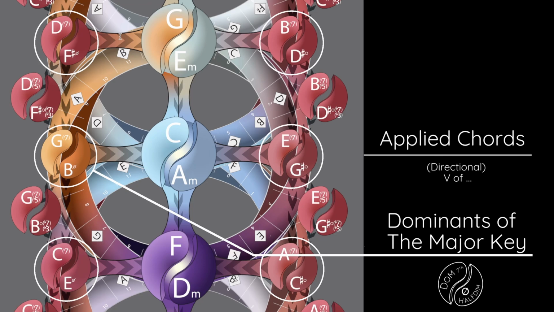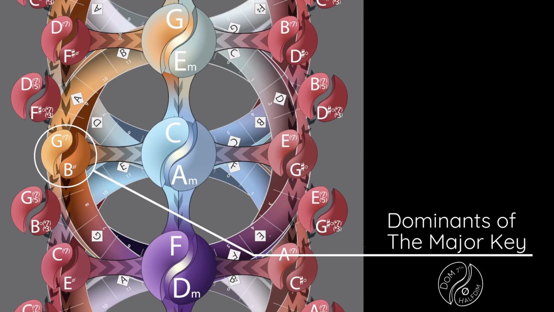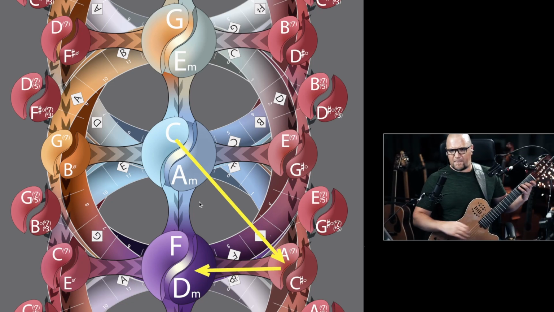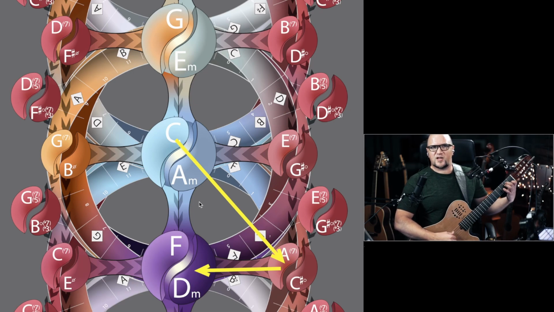So for example, if I wanted to direct your ear to D minor, well, I could play something like C major, A7, and I would direct your ear to the D minor. So here's C major. A nice way to get there. There's the A7, brings you to the D.